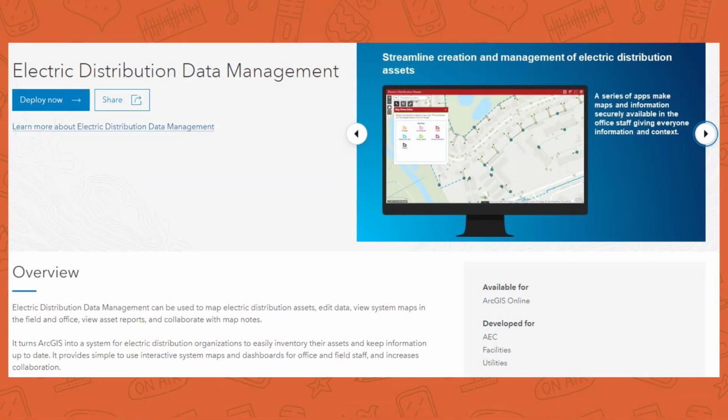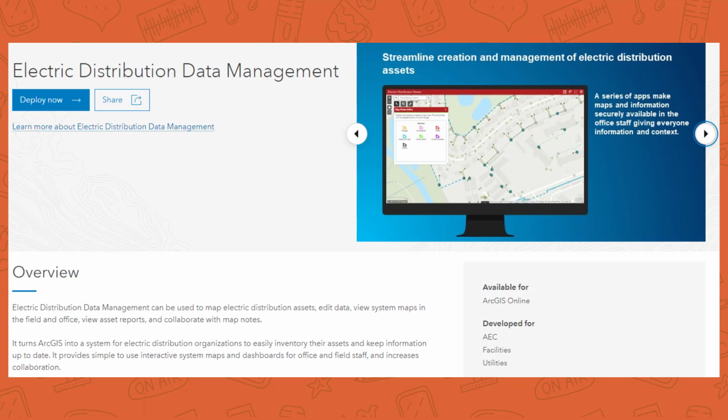The other template that we have is for those customers who want to start thinking about moving towards the new technology, but are not quite ready to move to the utility network. For these clients, we have something called the distribution data management solution. And essentially, this provides you a model that was built directly off of the utility network.